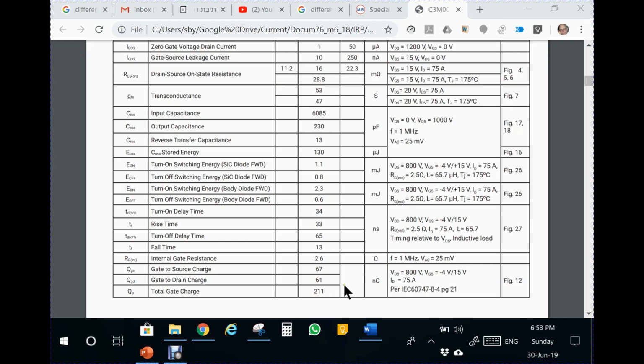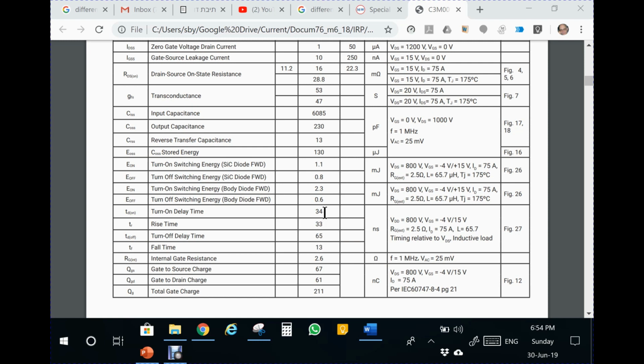Now the datasheet, of course, includes information about the rise time, turn on delay, and fall time, which are in the nanosecond region. And this is important, but really the final parameter, or the most important one, are the energies involved, okay?